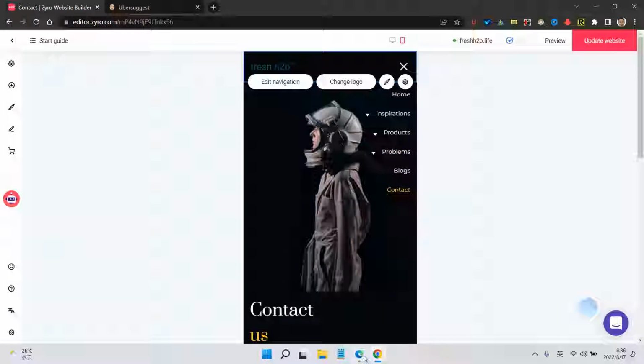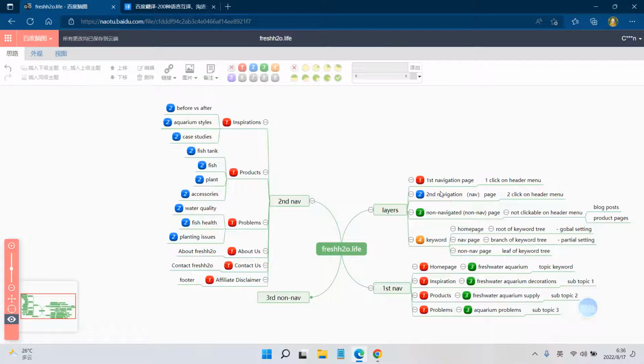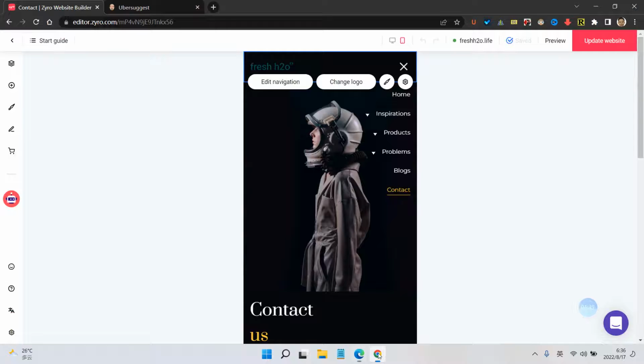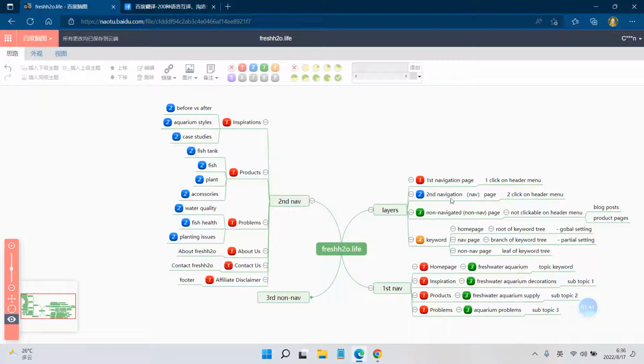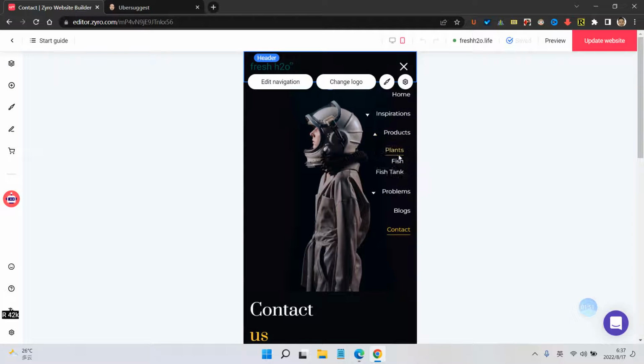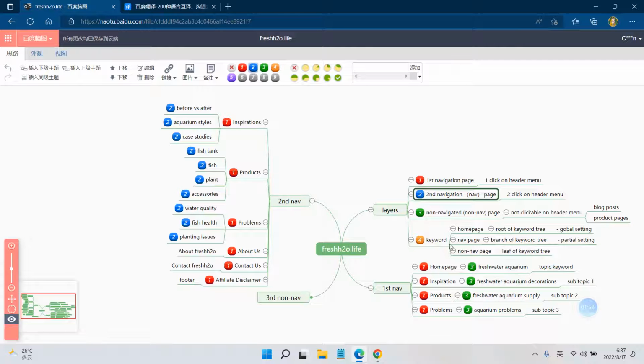So I actually classify it into three parts. The first one will be the navigation page, like the home page and the inspiration, products, problems here. And the second navigation page will be this, like plant, fish tank, and so on. This will cost you 2 clicks on the head menu. Okay, yeah. Then we have some blocks.